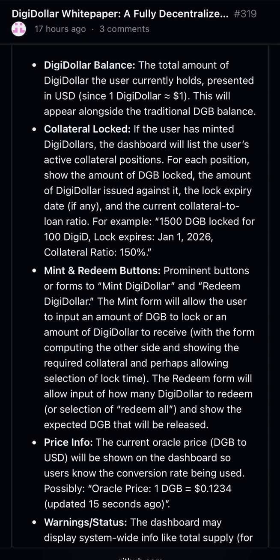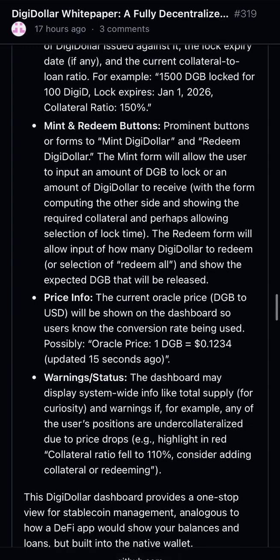Collateral locked. If the user has minted DigiDollars, the dashboard will list the user's active collateral positions. For each position, show the amount of DGB locked, the amount of DigiDollar issued against it, the lock expiry date, if any, and the current collateral-to-loan ratio. For example, 1,500 DGB locked for 100 DigiDollars, lock expires January 1, 2026, collateral ratio 150%.